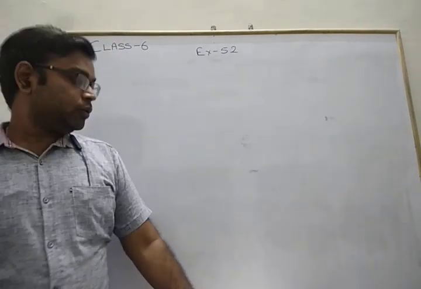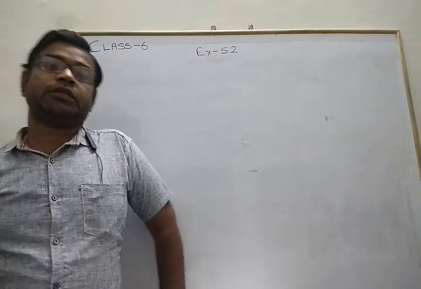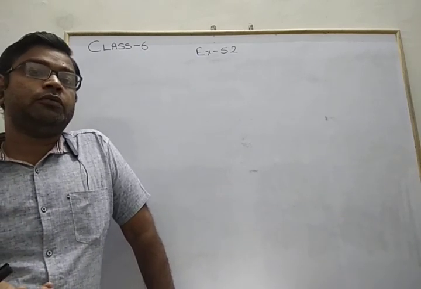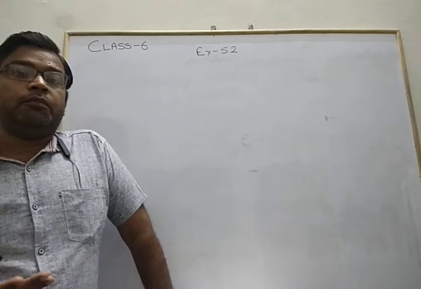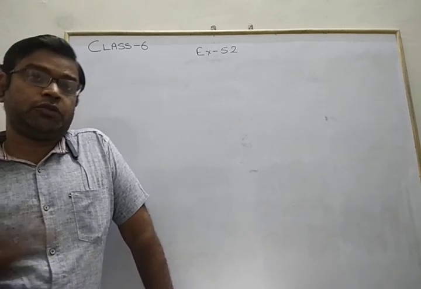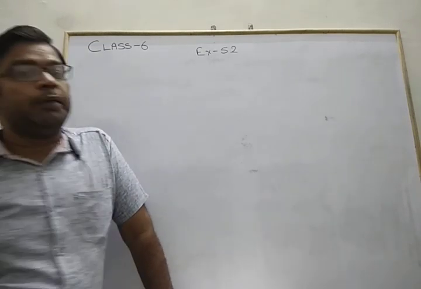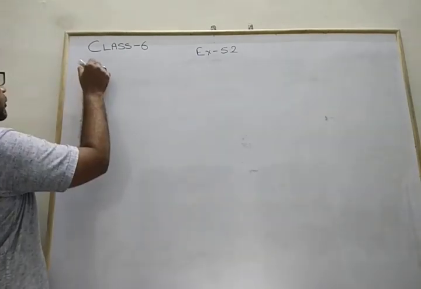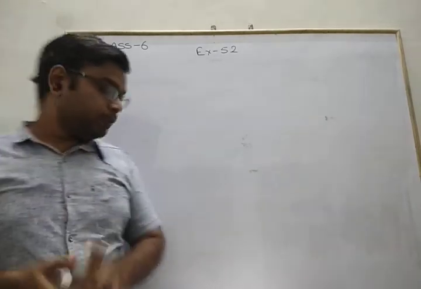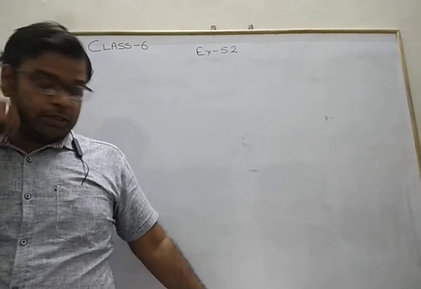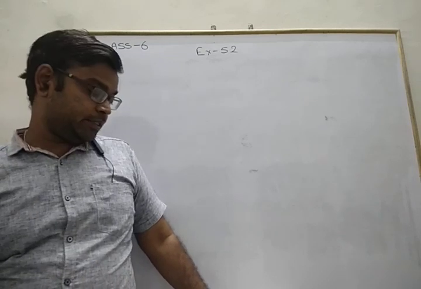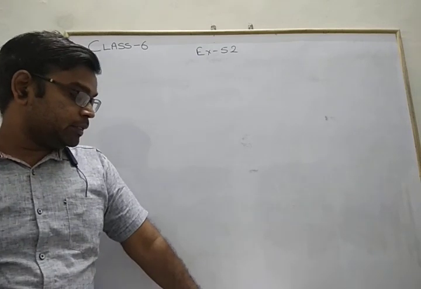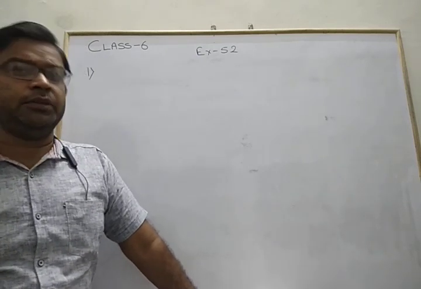Hello students. In our last video we discussed types of sets. Today we are going to solve some problems based on the topic discussed yesterday, from exercise 5.2. Let's start. The first question says: state whether the following given sets are empty, finite or infinite. In case of non-empty finite sets, mention the cardinal number. Means you have to mention the cardinal number in general.